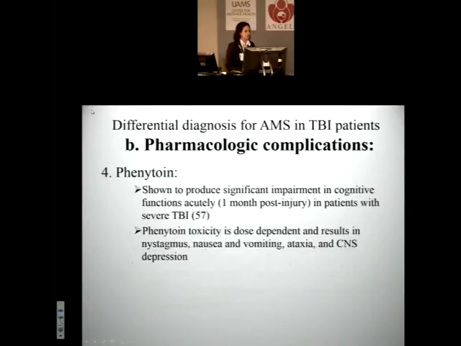Phenytoin, again, a little less used for seizure prophylaxis in this population, or overall in general. We have better things that are being used right now, but especially with the loading dose. This medication shows a significant impairment in cognitive function, specifically been studied in the TBI population, and it can have effects 1 month post injury. Phenytoin toxicity is a pretty serious matter. It needs to be followed closely and corrected when it does happen. It is dose dependent, and it results in nystagmus, nausea, vomiting, ataxia, and many other CNS findings.